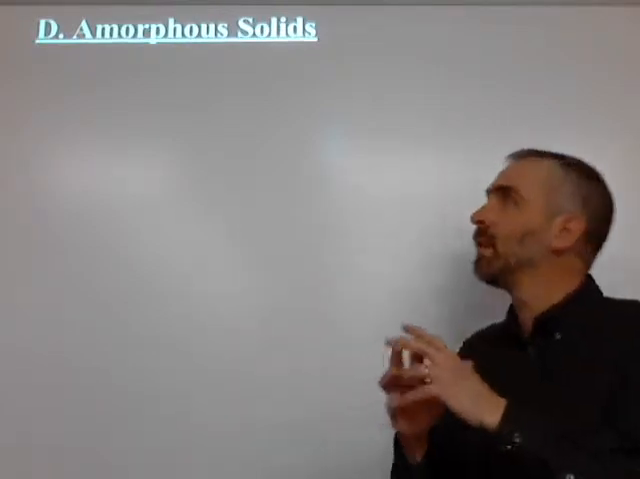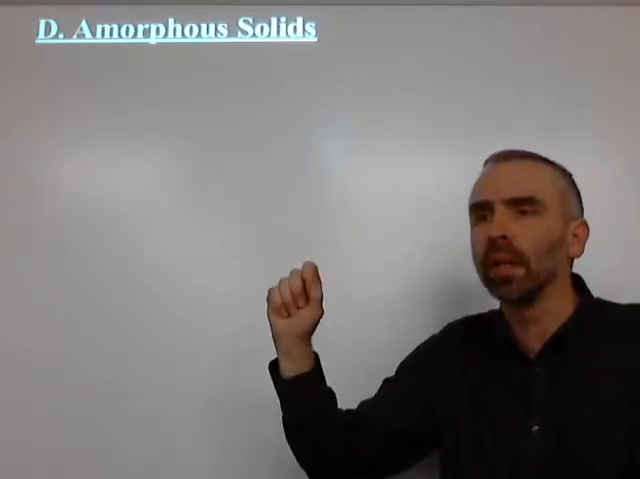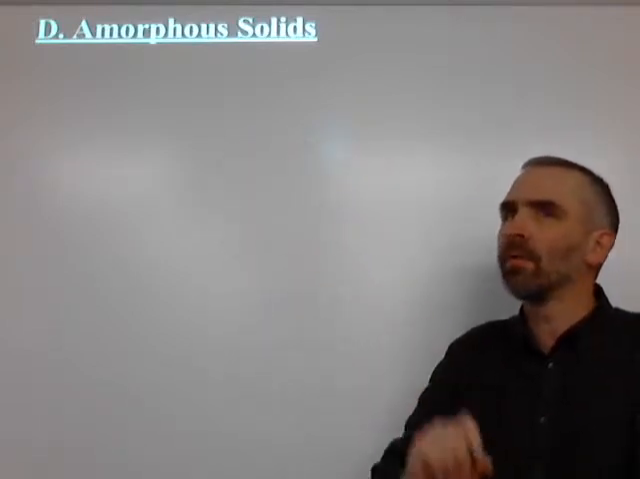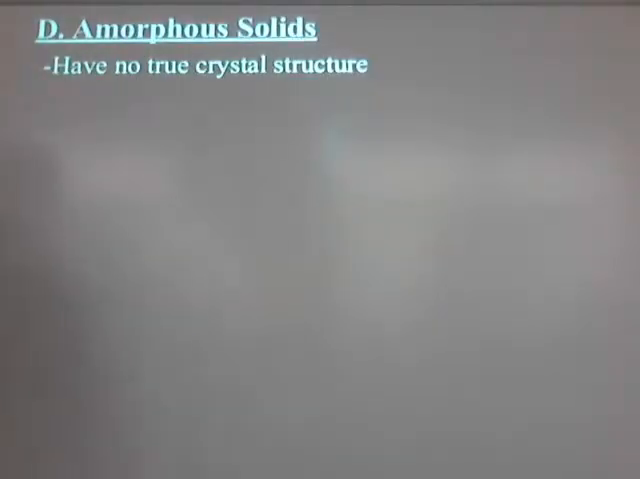Amorphous solids. What does A mean in front of something? Not. So, no shape. These guys are solids, but they don't have a true crystalline structure. They have no true shape, all right? And there are some consequences to that.